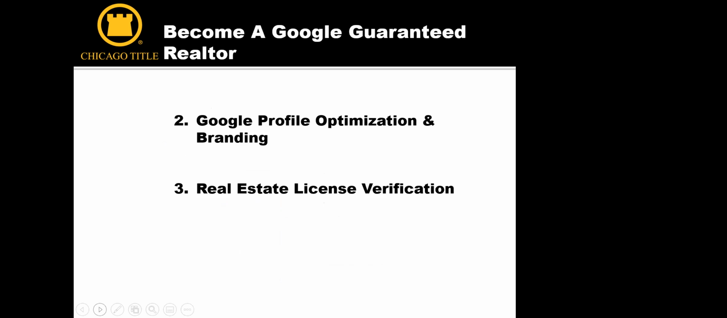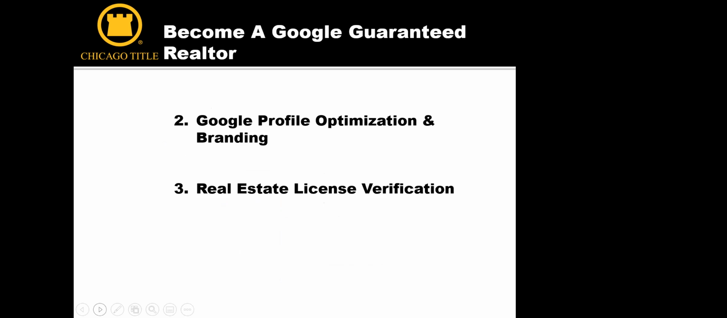So number 2 is you want to do this Google profile, right? The Google My Business. So you want to make sure your profile is optimized. So then you will have more brand awareness. So you can have more exposure in terms of that. And then the third one is to actually get your real estate license verification.